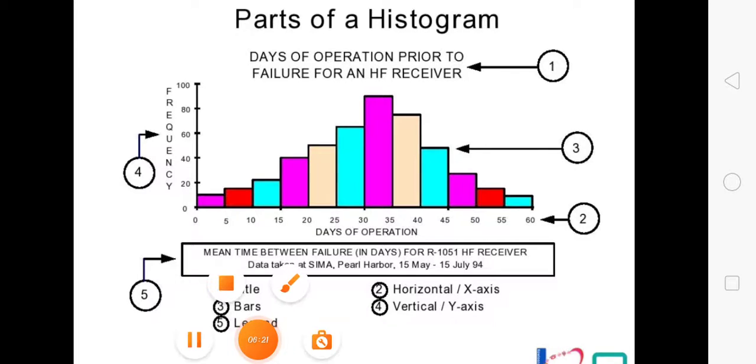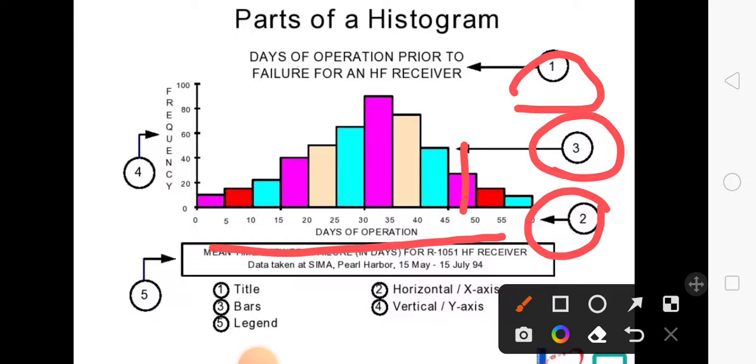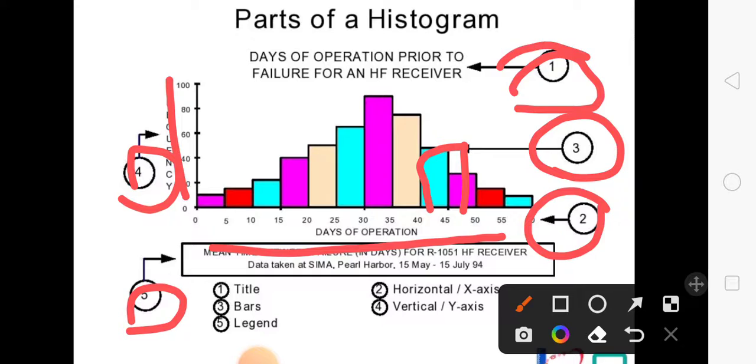Number 1 shows days of operation prior to failure for an HF receiver. Second shows the days of operation. Third represents the bar chart. Fourth represents frequency. And fifth is the legend. First, this is called the title.